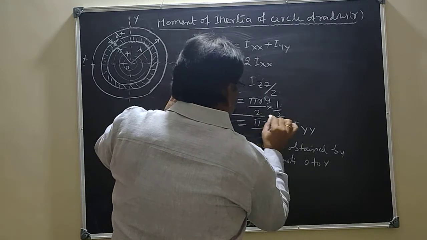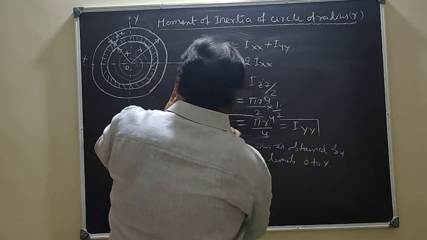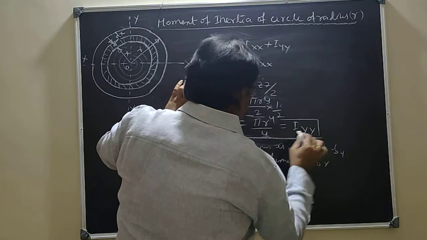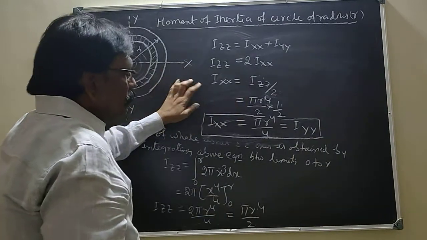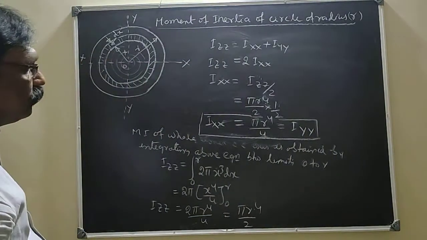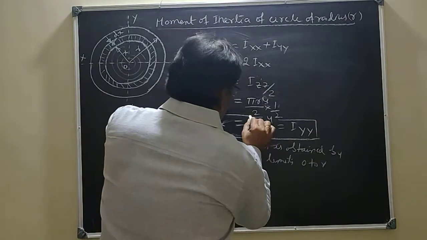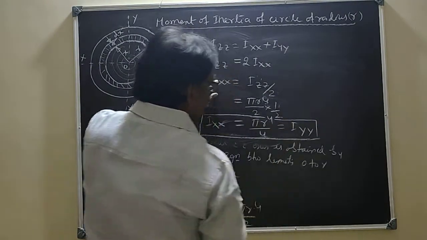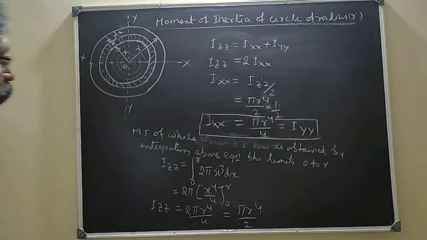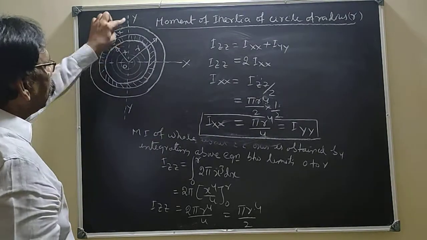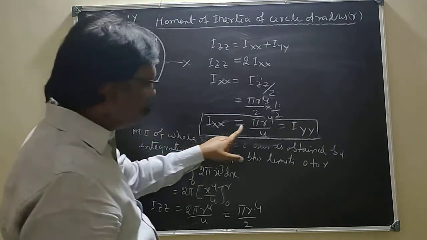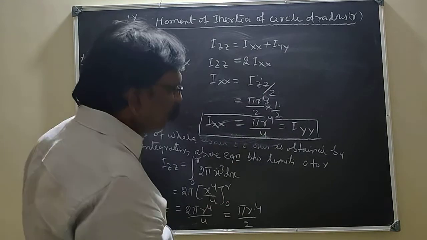So this is what we get: the moment of inertia of the circle about its central axis xx or yy will be equal to pi r to the power of 4 by 4.